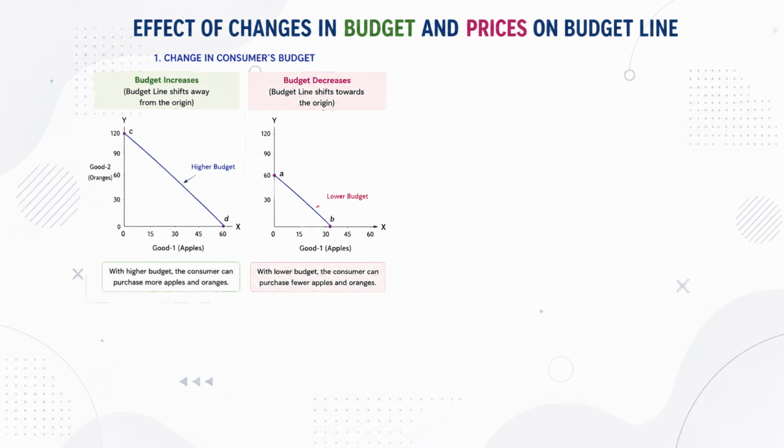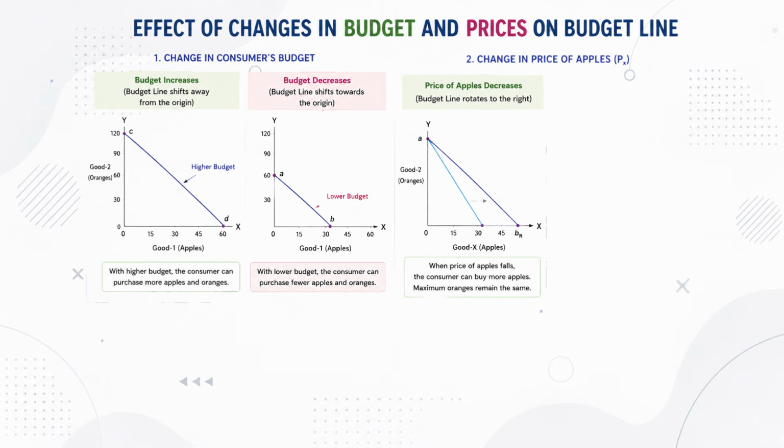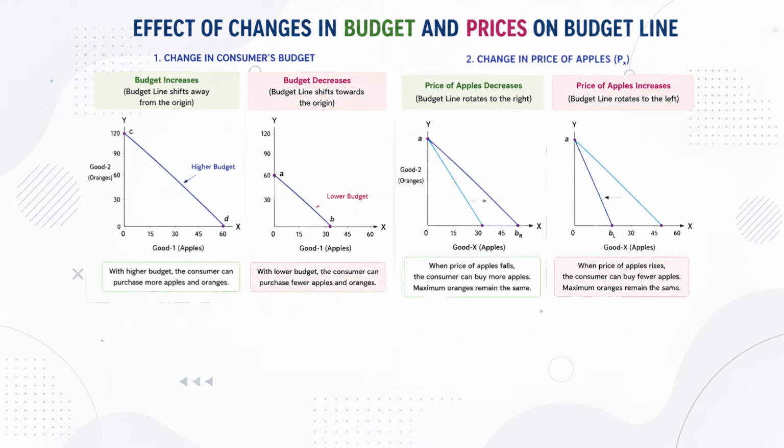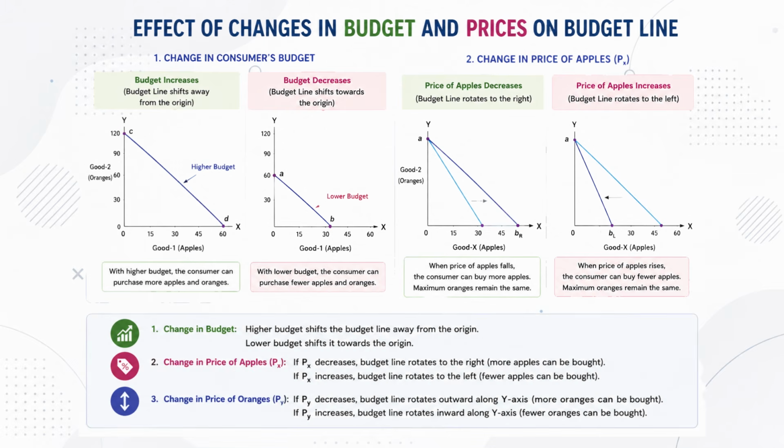Now, let us consider a change in the price of apples. If the price of apples decreases, while the price of oranges and the consumer's budget remain unchanged, the budget line rotates to the right. This is because the consumer can now buy more apples with the same budget, while the maximum quantity of oranges remains unchanged. On the other hand, if the price of apples increases, the budget line rotates to the left. The consumer can now buy fewer apples, while the maximum quantity of oranges remains unchanged. Similarly, a change in the price of oranges will cause the budget line to rotate along the y-axis.